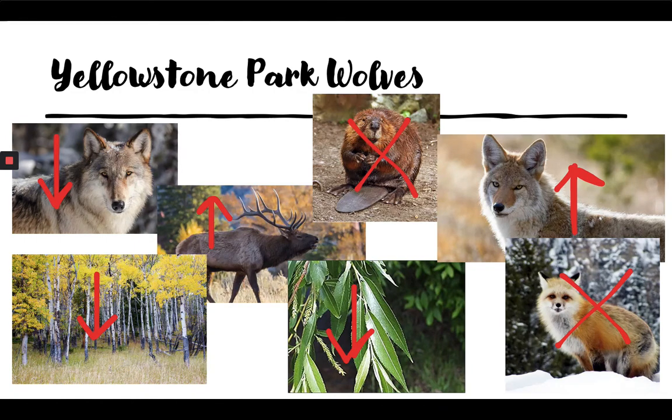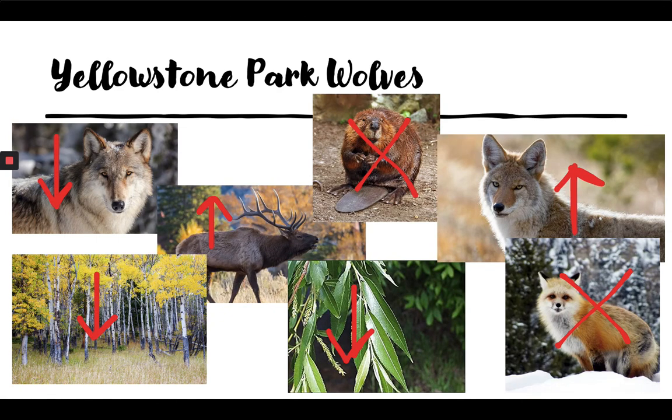The coyote population over on the right top went up because wolves used to eat them, because they were their competition, or kill them rather. And so the coyote population increased, and as a result, the red fox population completely disappeared. So the red foxes were completely killed out of that ecosystem.